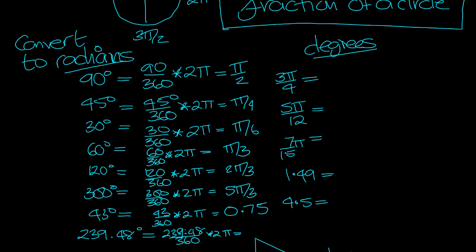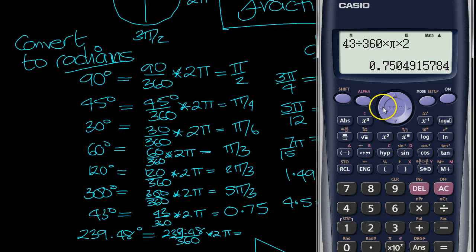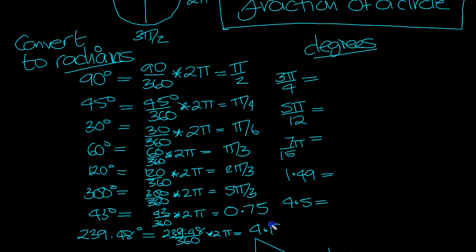And 239.48, let's just do it quickly. I'll just go back here, just change the 43, it's the same formula. 239.48, .18 to 2 dp.